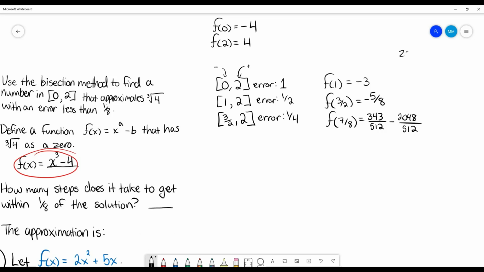Let's see. Don't worry too much about this, I'm just figuring out what that ends up becoming. Okay, so it's going to be negative 1705 over 512. And it doesn't really matter exactly what this value is right now. It just matters that we find out it's negative.